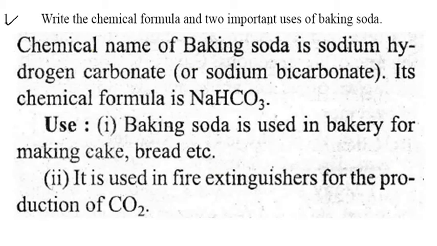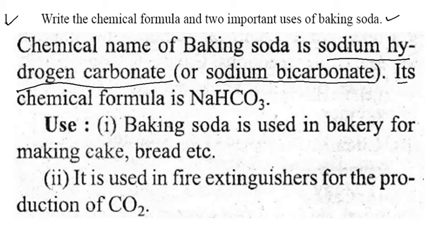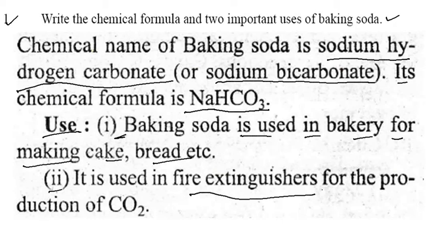The first question: write the chemical formula and two important uses of baking soda. The chemical name of baking soda is sodium hydrogen carbonate, and you can say sodium bicarbonate also. So its chemical formula is NaHCO3. Now uses. First, baking soda is used in bakery for making cakes and breads. Second, it is used in fire extinguishers for the production of carbon dioxide.